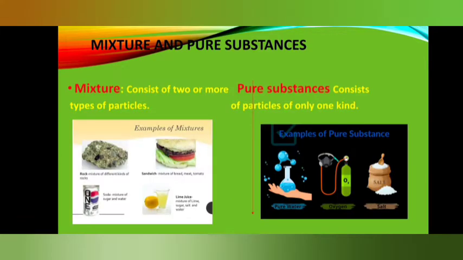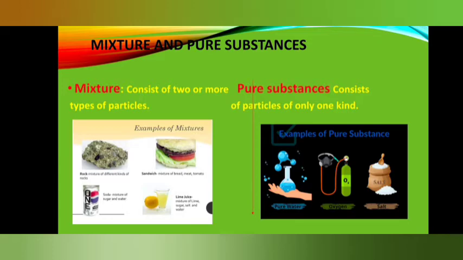So, let's start. The slide on your screen is Mixture and Pure Substances. First of all, you need to know the difference between a mixture and a pure substance. A mixture consists of two or more types of particles. As you can see, there are different examples on your screen. One example is lime juice. What have we added in the lime juice? We have added lime, salt, sugar and water. So it contains more than two items. That means a mixture consists of two or more types of particles.